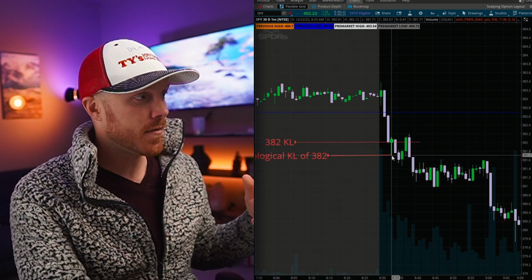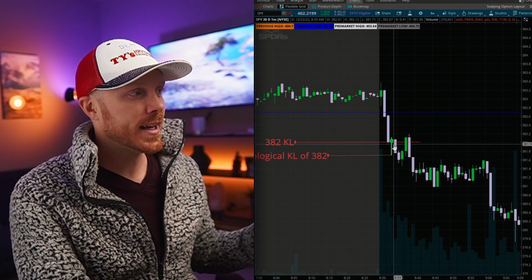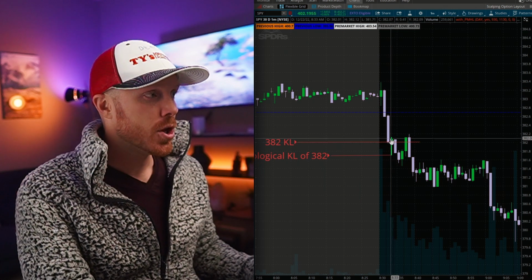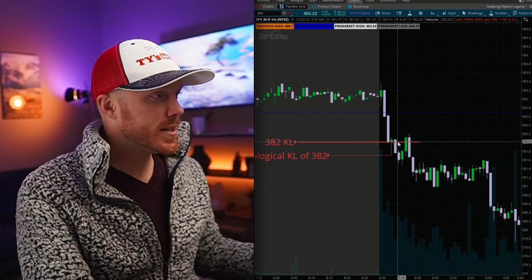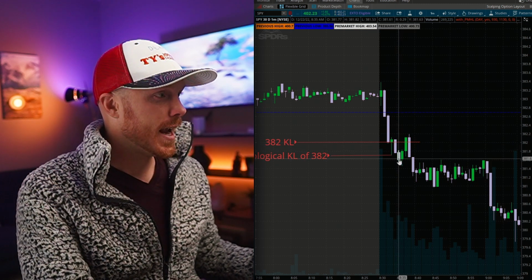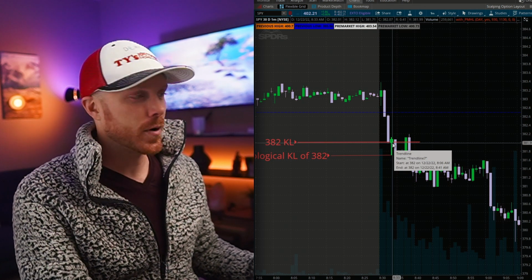Now, because of this candle right here, it's well below where I want to get in. I want to get in at this psychological key level. So as soon as it broke 382, it went down 40 cents right away, 20 cents and another 20 cents, 40 cents in that move with this green candle.